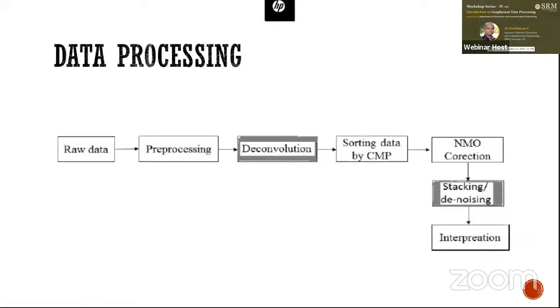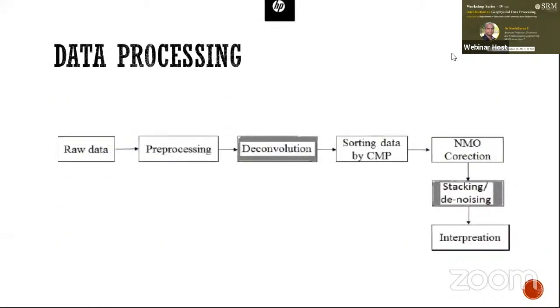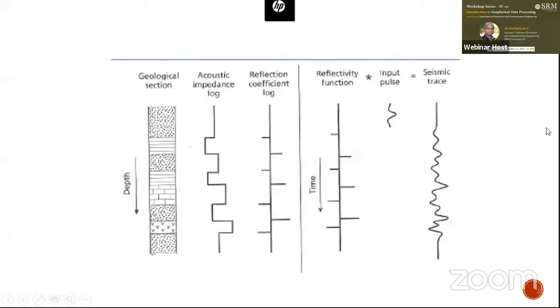So, see here, there are various processing steps to obtain the reflection coefficients. The ultimate goal is to get the reflection coefficients from the seismic data. Those reflection coefficients carry the layer impedance and densities of those layers.